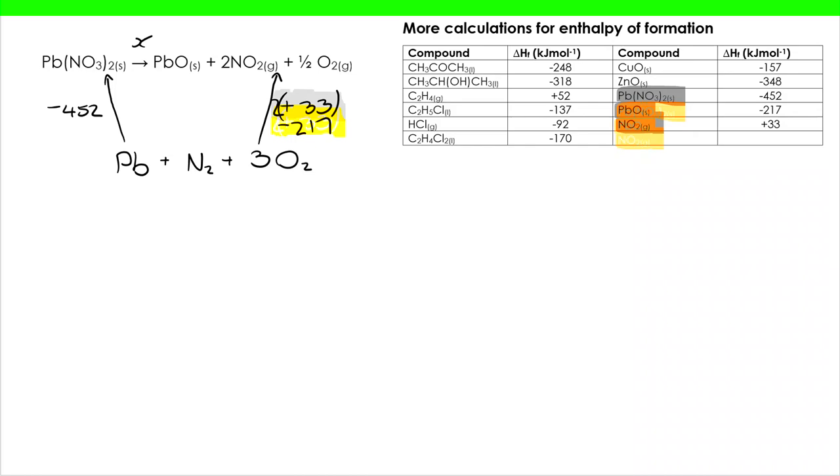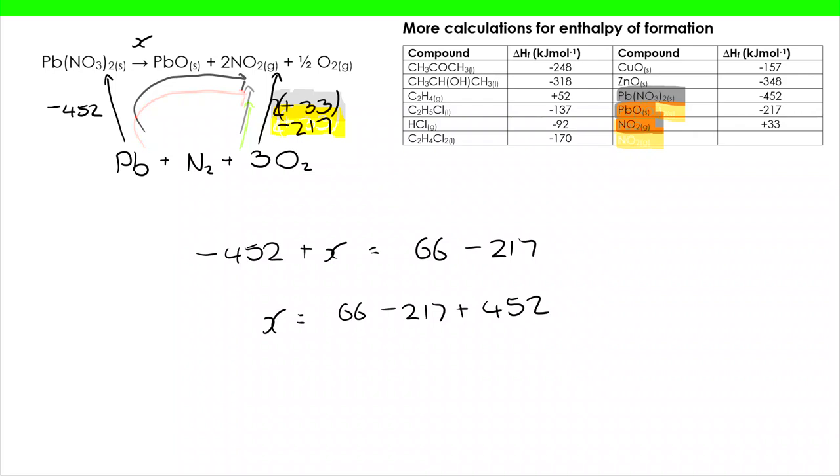Okay, once I've got all of that in, I build my two routes. And once I've got my two routes, I can put those into an expression. Negative 452 plus X is equal to 66 take away 217. Let's rearrange to make X the subject. Once I've done that, I can easily calculate X, and I get 301 kilojoules per mole. And I have put the positive in there just to show that I'm recognising it's endothermic. And if you think about it, with a decomposition reaction, breaking one compound down into multiple species, it would make sense that that would be endothermic.